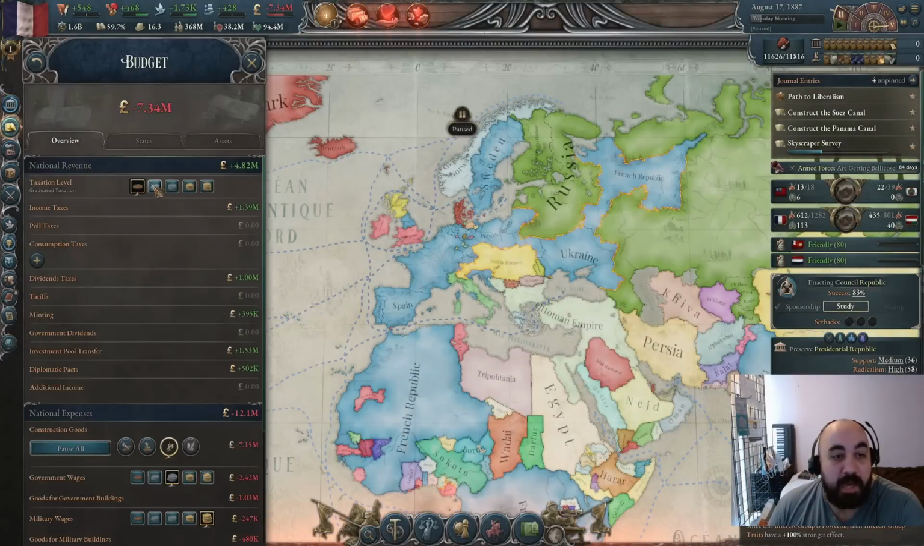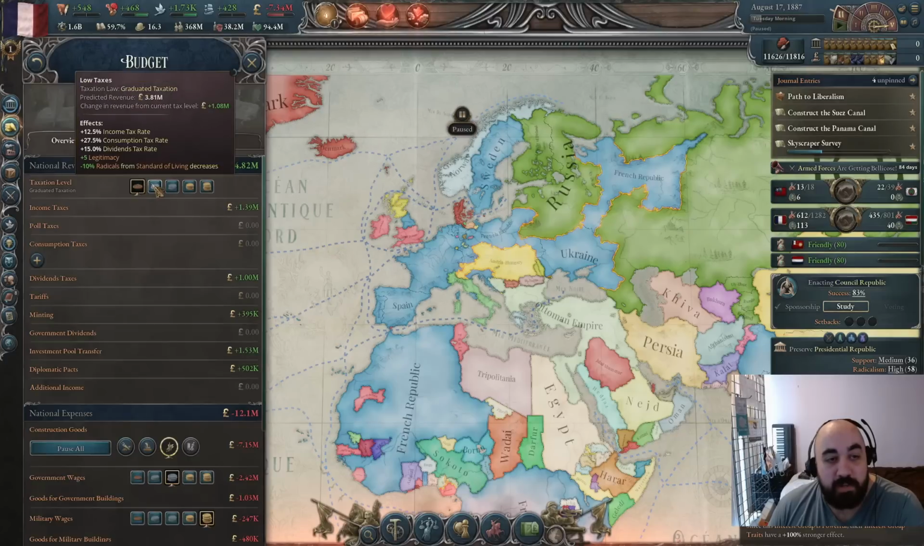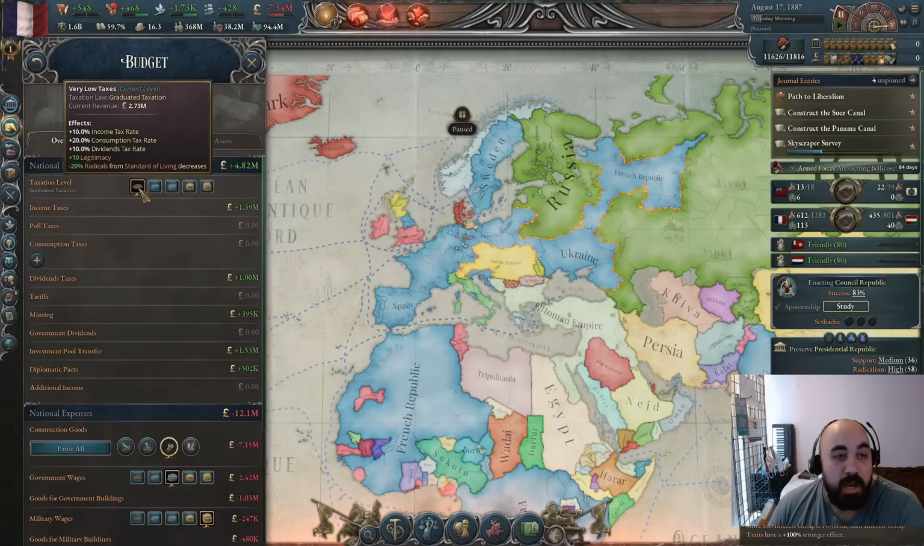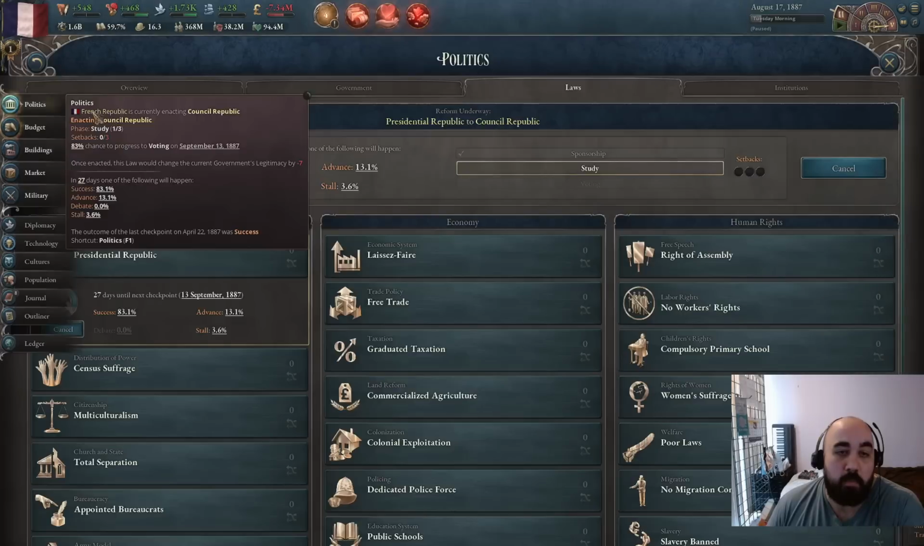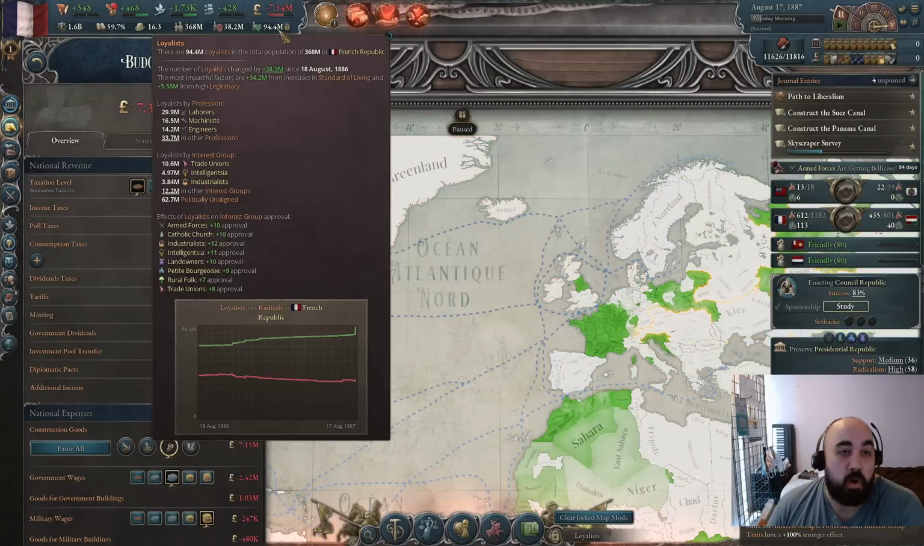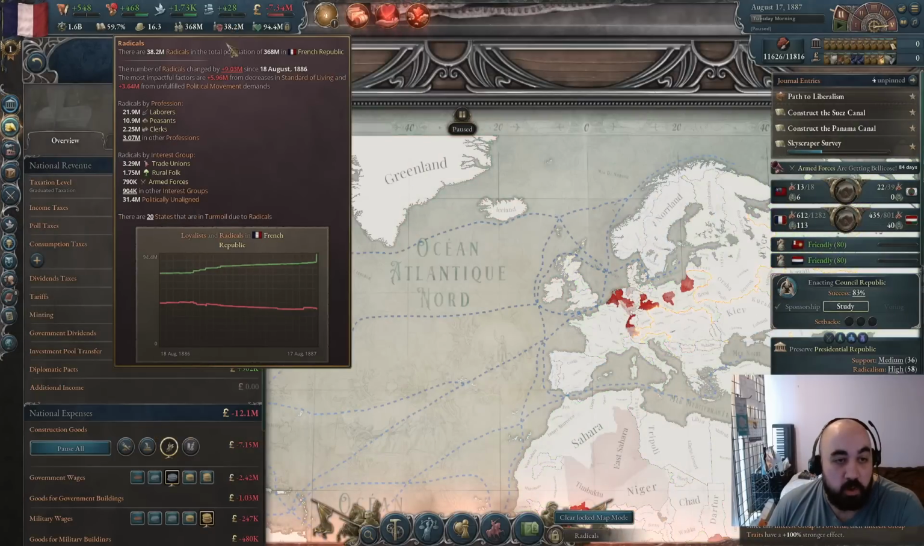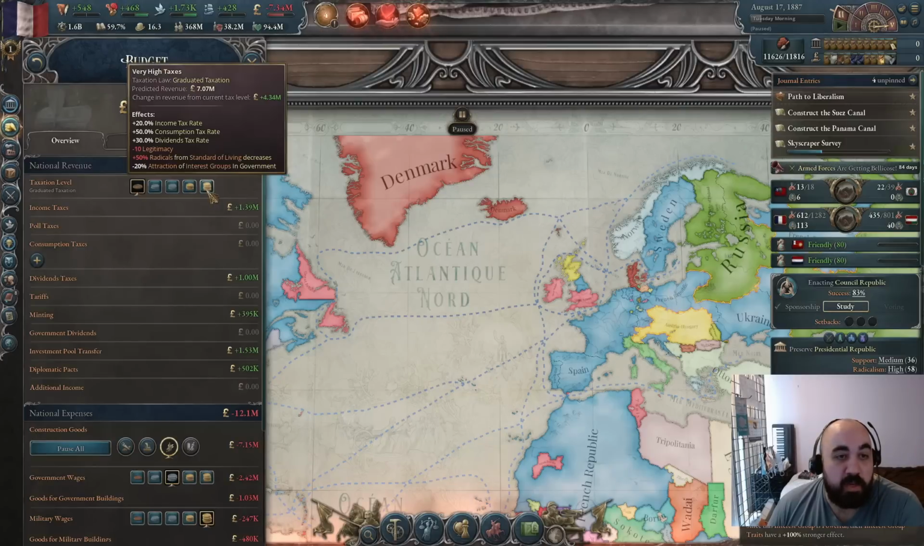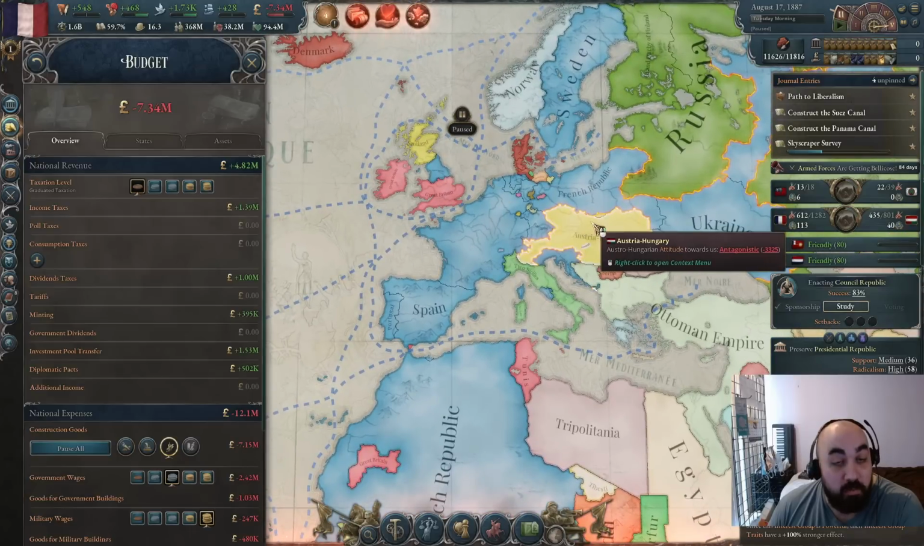And then finally, we have taxation level, which is your bread and butter way of taxing. You get a bonus to legitimacy if you are down lower, and you get minus radicals from standard of living decreases. So generally speaking, when you start to care more about the approval rating of various interest groups, lowering taxes can be a good way to harvest approval and generate more loyalists. And higher taxes will give you decreased legitimacy, increased radicals from standard of living decreases, and also decreased attraction of interest groups in government, which is a particularly annoying modifier.